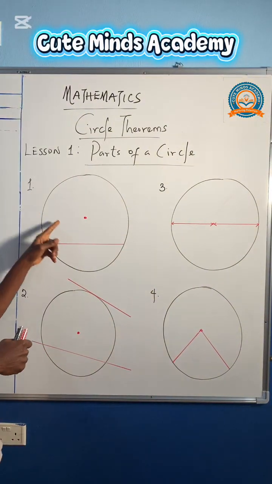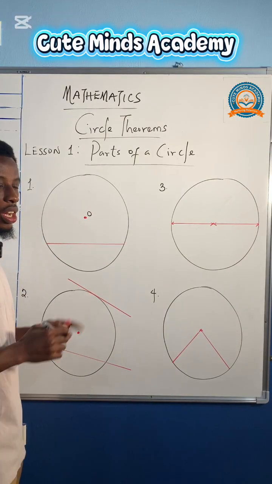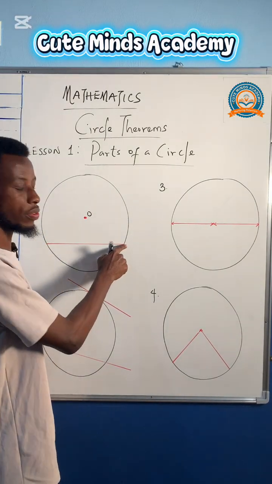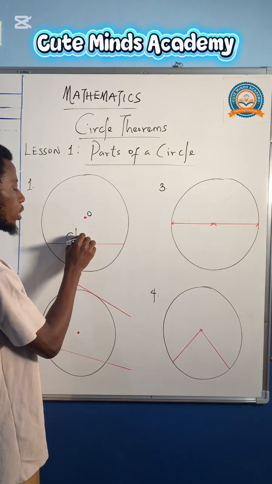Now in this first circle, conventionally we use O as the center of our circle. If you have a line drawn from one part of the circumference to another, this type of line is called a chord.